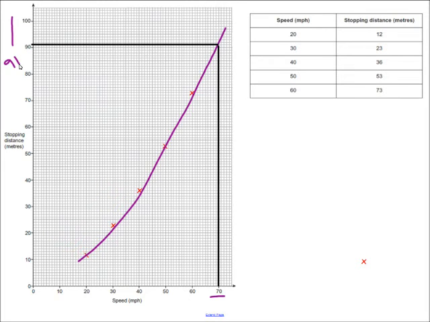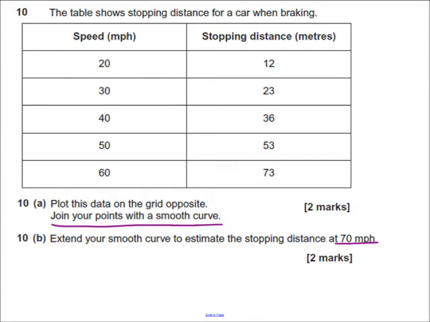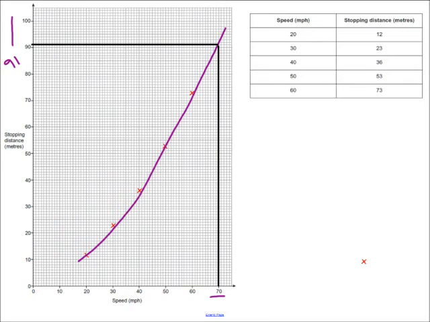So going back to question 10b, extend your curve to estimate your stopping distance at 70 miles an hour. It would be 91 meters, and that's what I'd put for the answer. And all that information came from the graph that we plotted, drew the curve for, and then read off our stopping distance for 70 miles an hour.